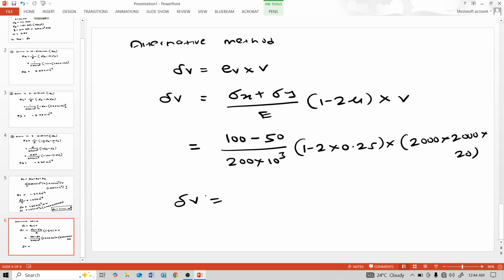Change in volume is 100 minus 50 upon 200 into 10 raised to 3, into 1 minus 2 into 0.25, into 2000 into 2000 into 20, which is 10,000 mm cube.